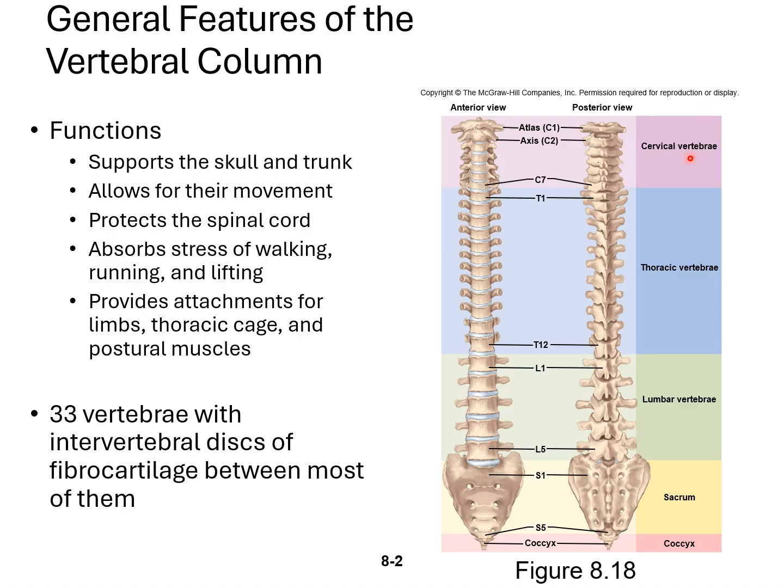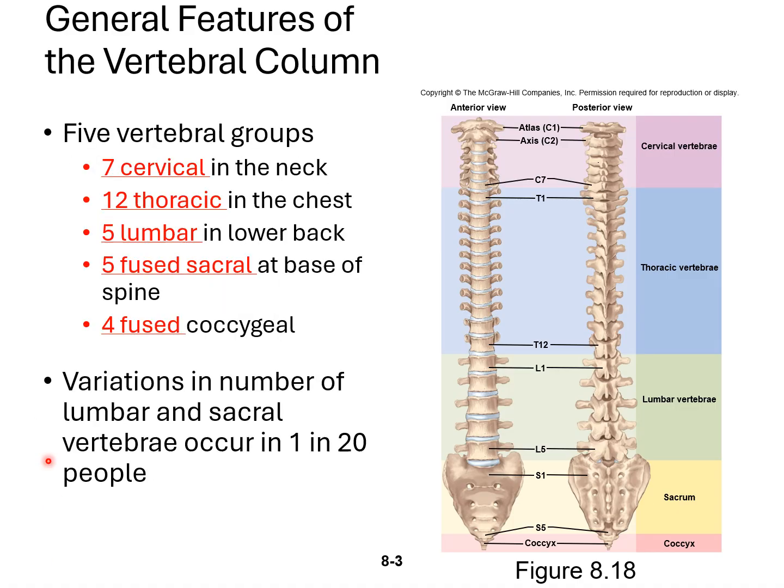You can see that there are going to be cervical vertebrae, thoracic, lumbar, sacrum, and coccyx. So let's see the numbers for each. The cervical is going to be 7. Thoracic is 12. Lumbar is 5. Sacral is 5 fused together. And coccygeal is 4 fused together.